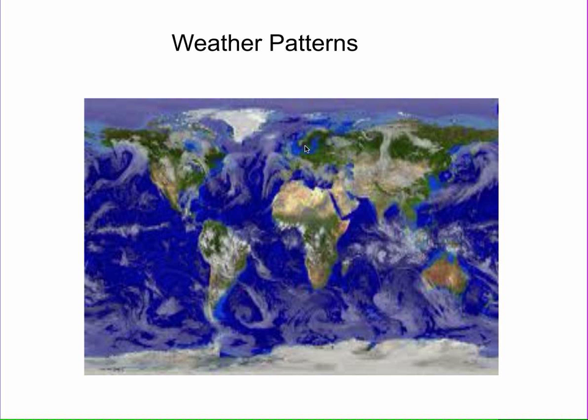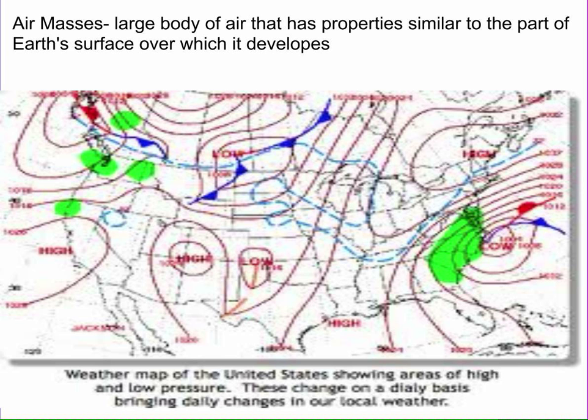Safety with Mrs. Miller. We have been studying weather, and today we're on to weather patterns. Weather patterns are actually caused by air masses most of the time. Air masses are large bodies of air that have properties similar to the part of Earth's surface over which they were developed. So let's just say air over Arizona is going to be hot and dry, while air over the ocean is going to be moist and cold.